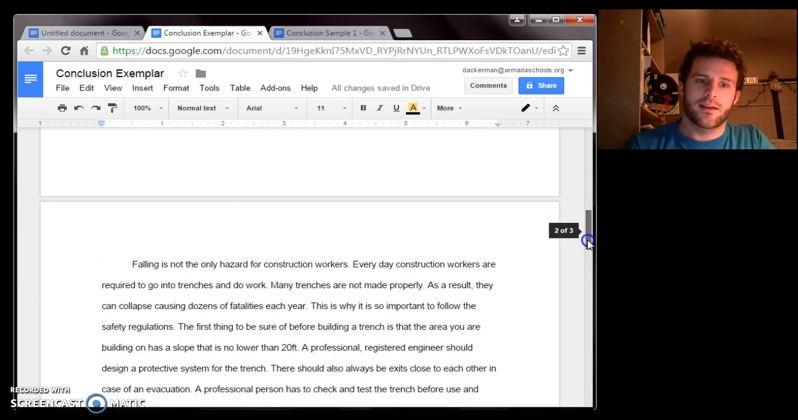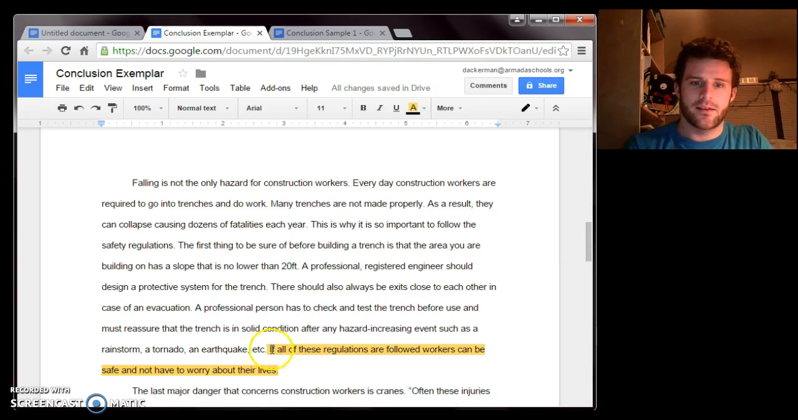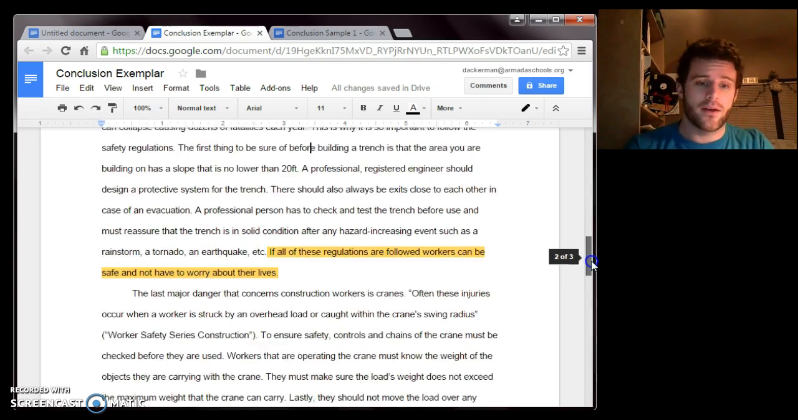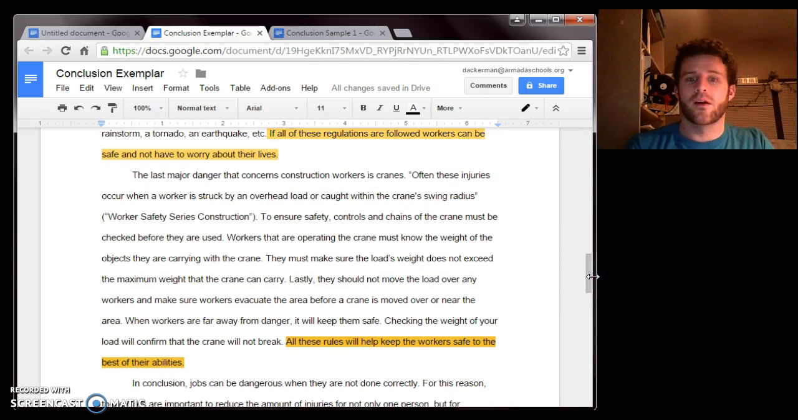Okay. Again, in the next paragraph, it says, if all these regulations are followed, workers can be safe and not have to worry about their lives. Again, I can tell just from this sentence that this is talking about regulations and it keeping workers safe and keeping them alive. Okay, so it's doing a very good job of summarizing the information from within that paragraph. This one says, all these rules will help keep the workers safe to the best of their abilities. Again, a very proper summary of all the information from within this paragraph. They're telling me what they just told me, and I feel a sense of closure.